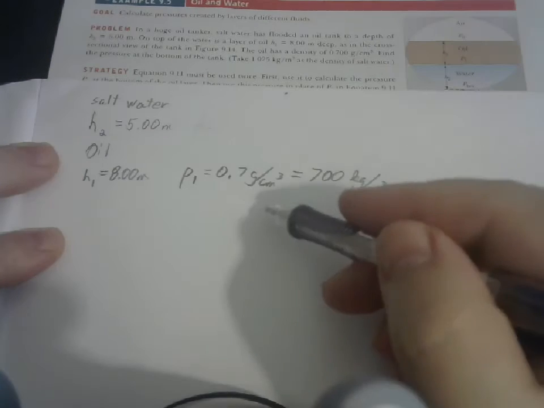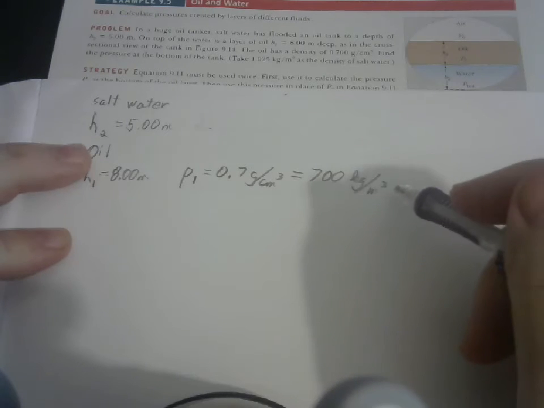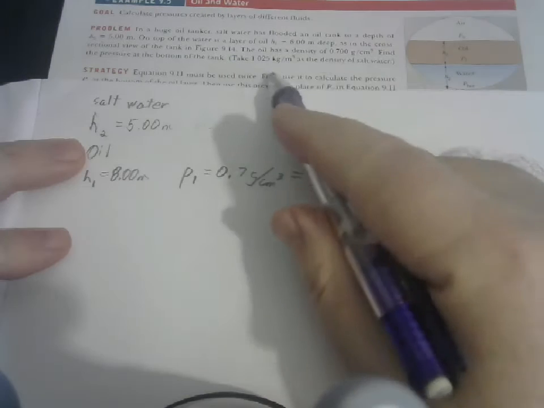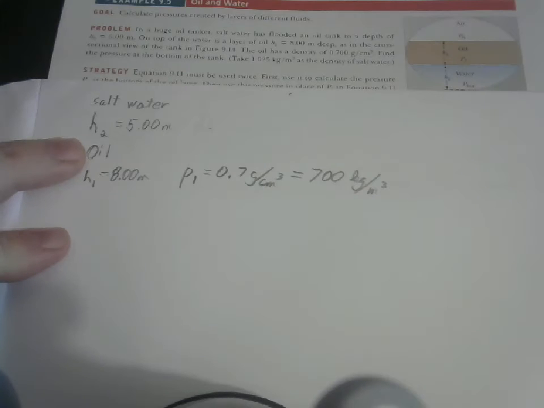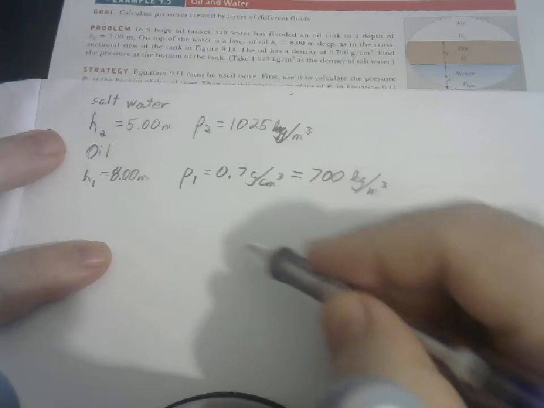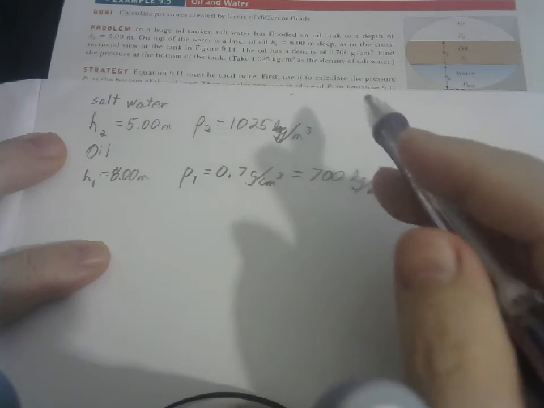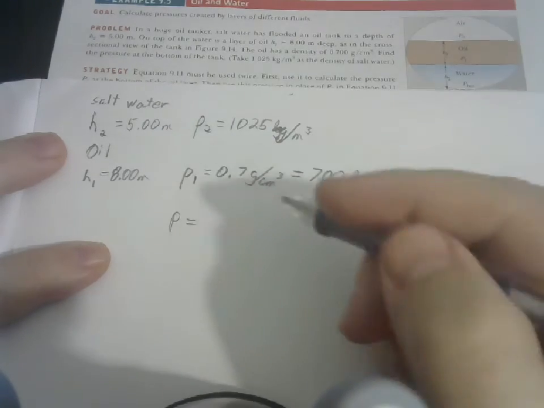To get that in kilograms per meter cubed, you can just multiply it by 1,000. And find the pressure at the bottom of the tank. Take 1,025 kilograms per meter cubed as the density of salt water. So to get this, they want the absolute pressure, find the pressure. Okay, so it's the absolute pressure they're looking for.